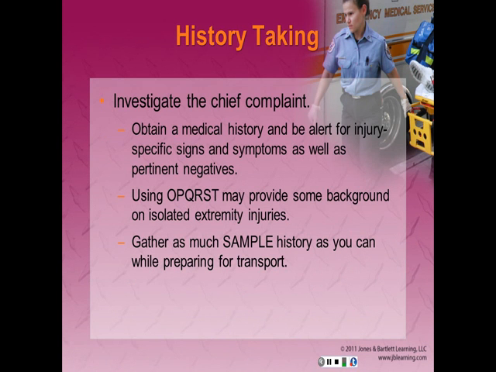Investigate the chief complaint. Obtain a medical history and be alert for injury-specific signs and symptoms as well as any pertinent negatives. Use OPQRST, as this may provide some background on isolated extremity injuries. Any information you receive will be valuable if the patient loses consciousness. If the patient is not responsive, attempt to obtain the history from other sources, such as friends, family members, medical alert jewelry, and cards and wallets. And gather as much SAMPLE history as you can while preparing for transport.